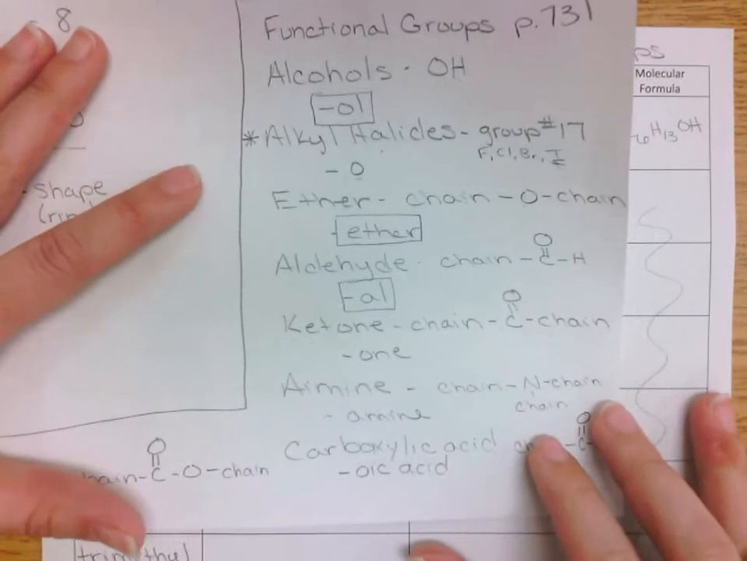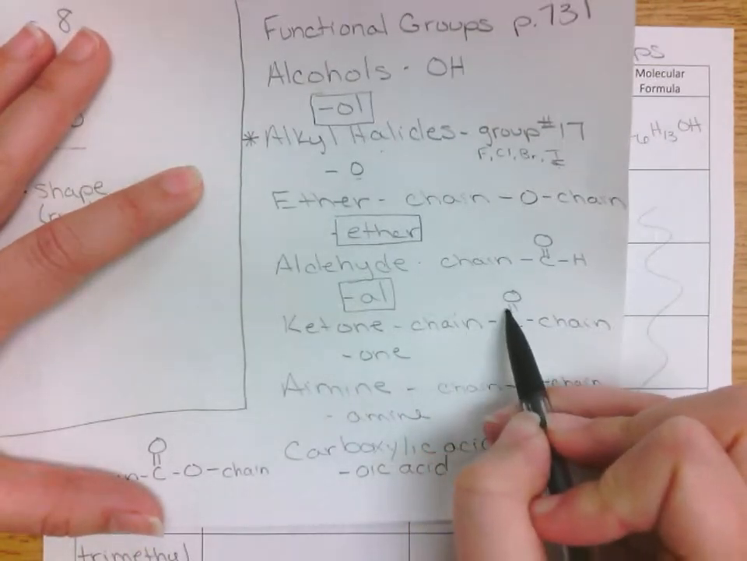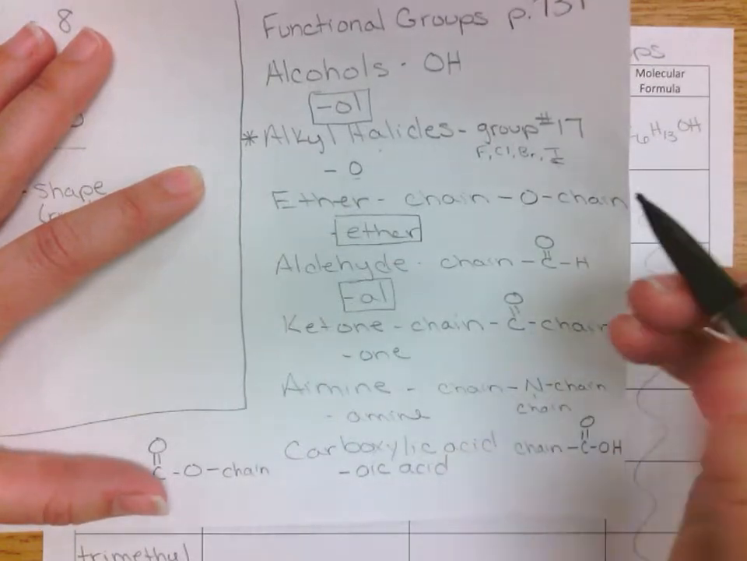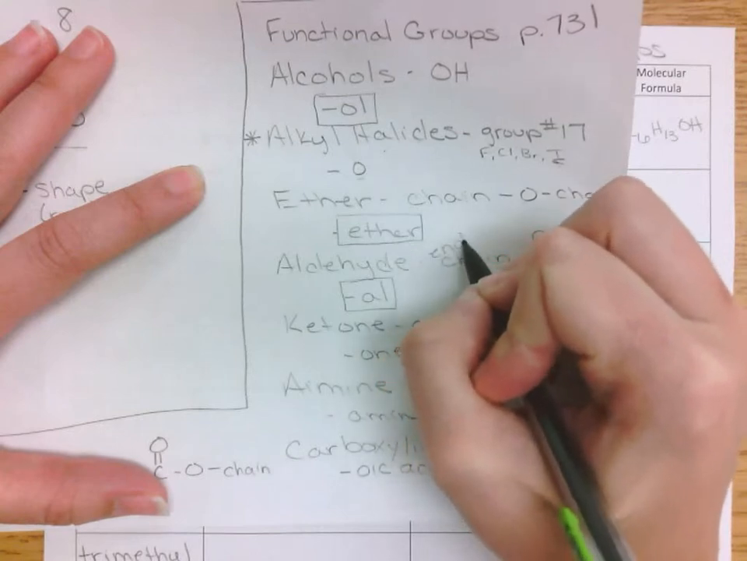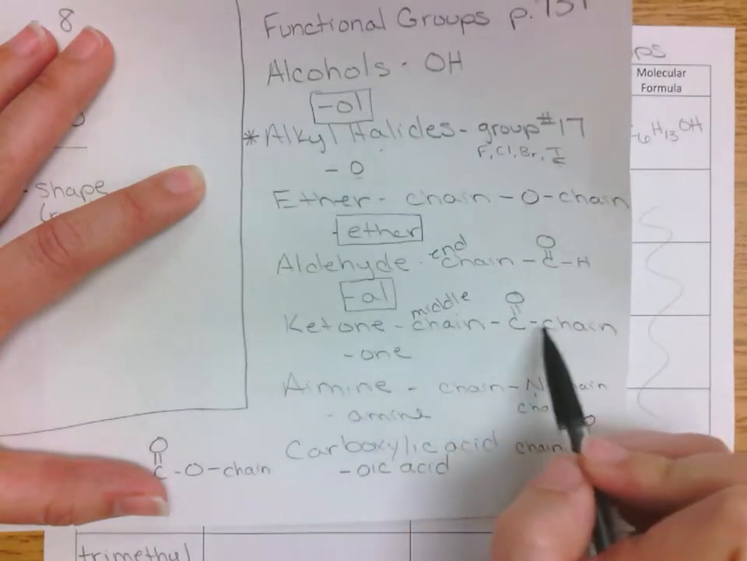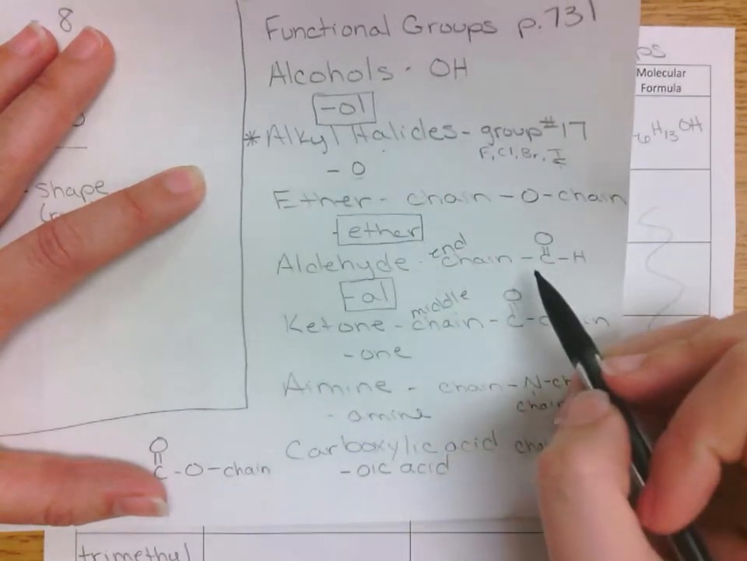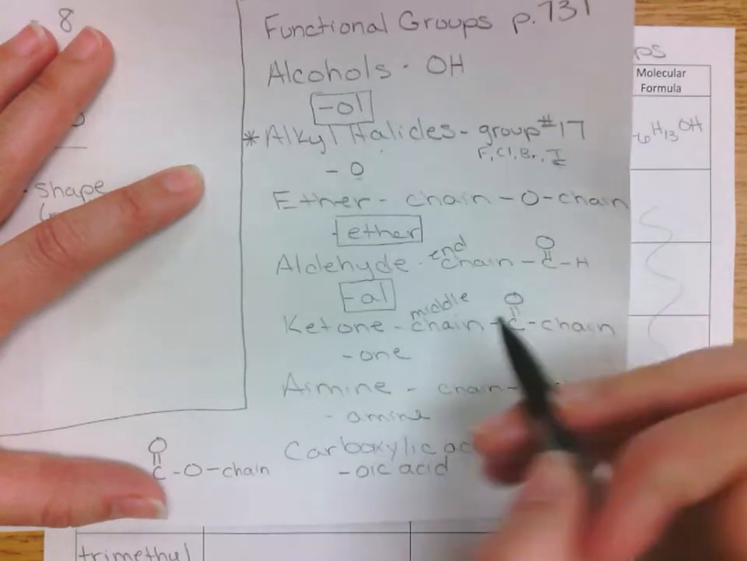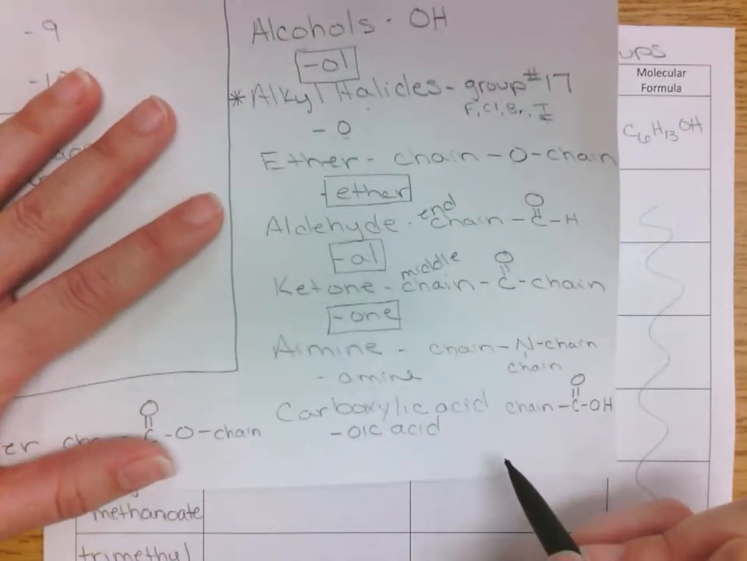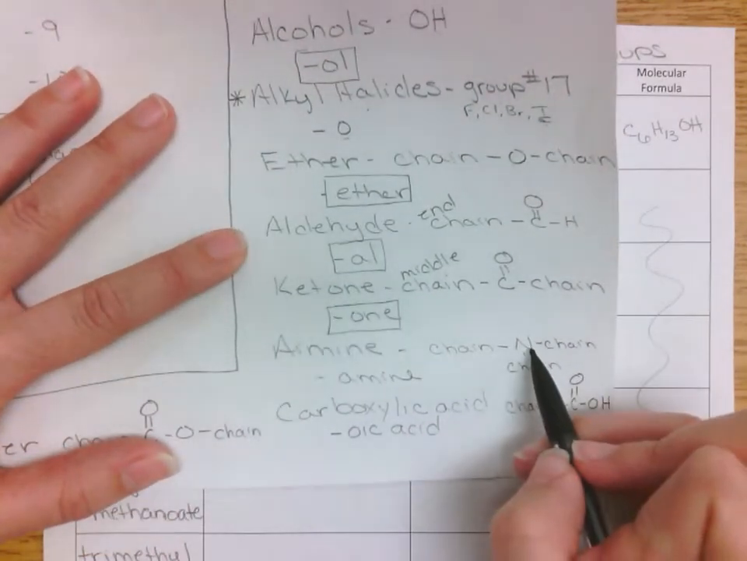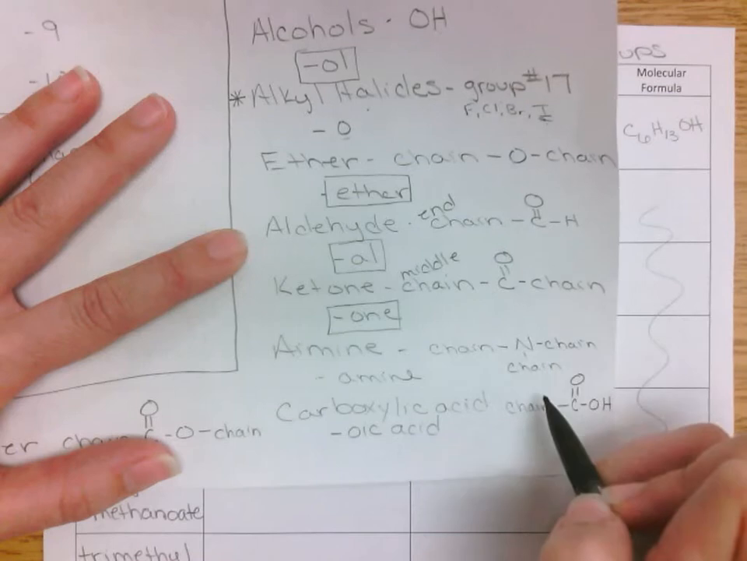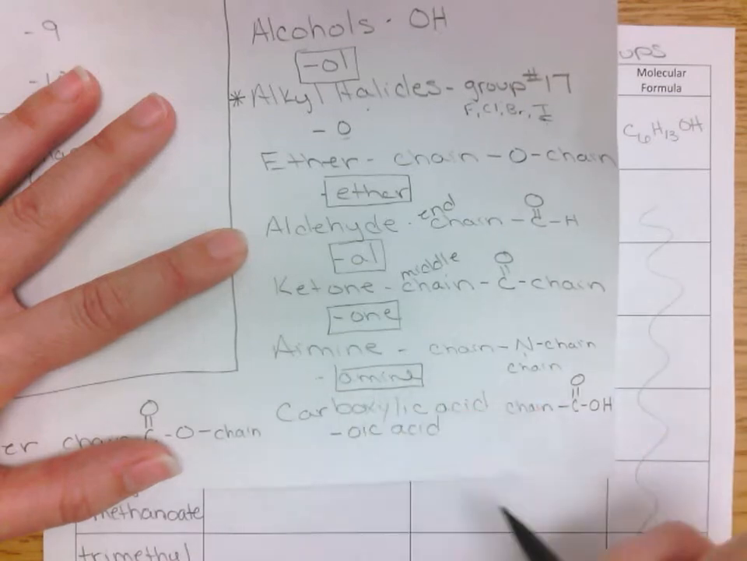The next one are ketones. We have a chain of carbon, a double bonded oxygen, and then a second chain of carbon. So the difference between a ketone and an aldehyde is that an aldehyde happens at the end of a chain, while a ketone happens in the middle of the chain. So we have a chain, carbon, chain, double bond O. With aldehydes, the double bonded O is at the very end. Ketones end in ONE. Next are amines, and they have nitrogen with 3 chains attached to it. So we would name each chain, and then it's going to end in the word amine.